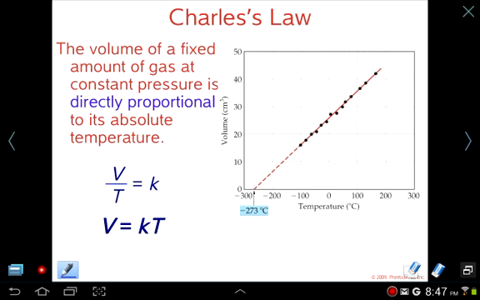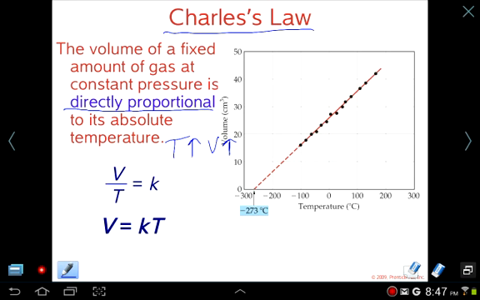The second law we'll take a look at is Charles' Law. Charles' Law deals with volume and temperature, and this is a directly proportional relationship, which means as temperature goes up, volume likewise goes up, or as temperature decreases, volume decreases.